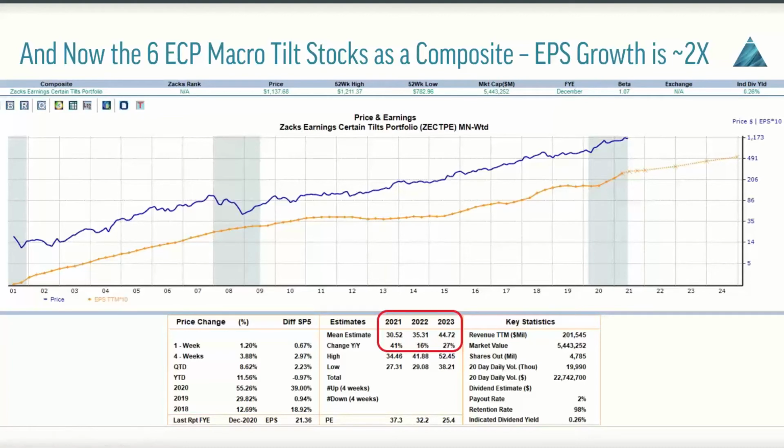So now we take a look at a composite of the 6 earnings certain portfolio macro tilt stocks as a composite. And right away, you'll see that the earnings growth is literally 2 times that of either the S&P or the actual core portfolio of the earnings certain 75 stock. And you can see that here, F1 growth at 41%, F2 still at 16%. Now we're actually accelerating for F3 all the way up to 27%. And you can see those characteristics, that earnings certain quality, just rock solid stability in earnings.